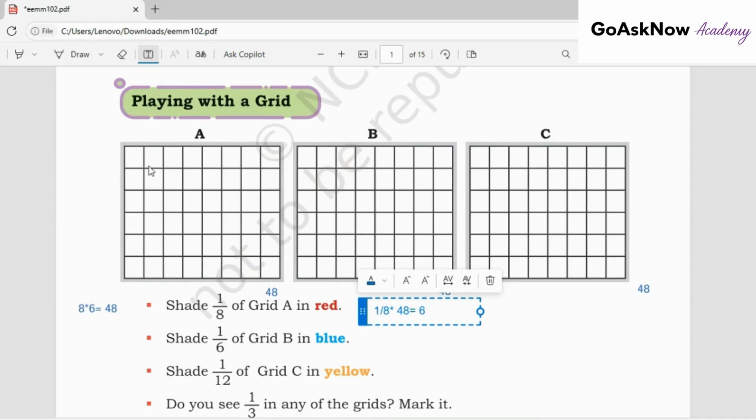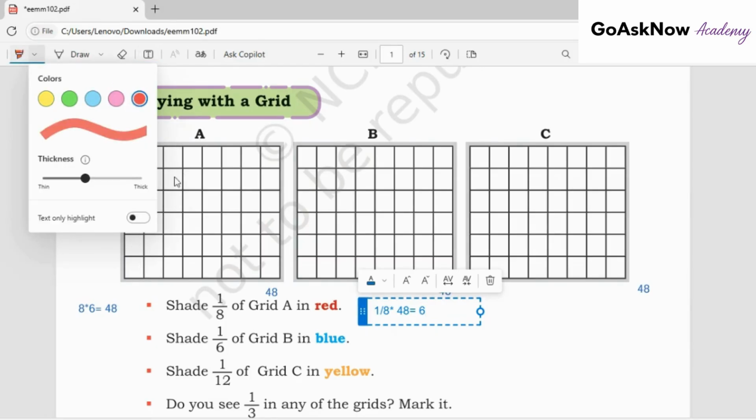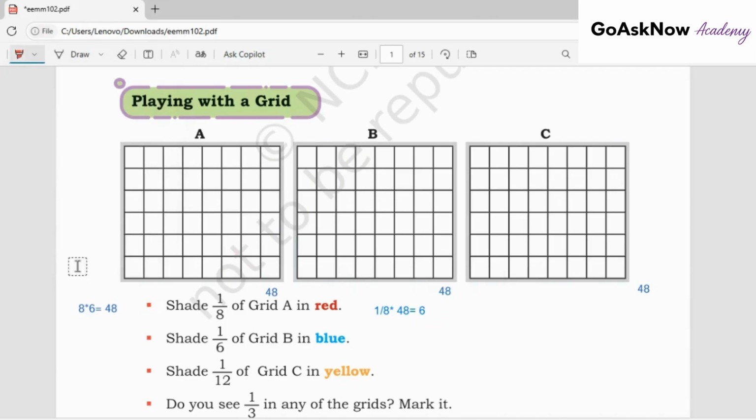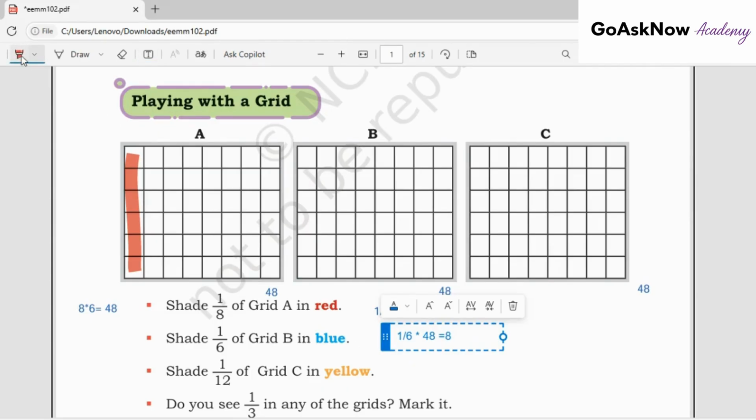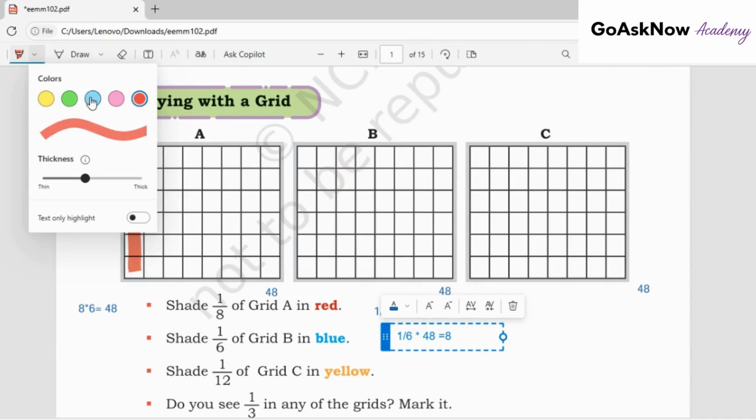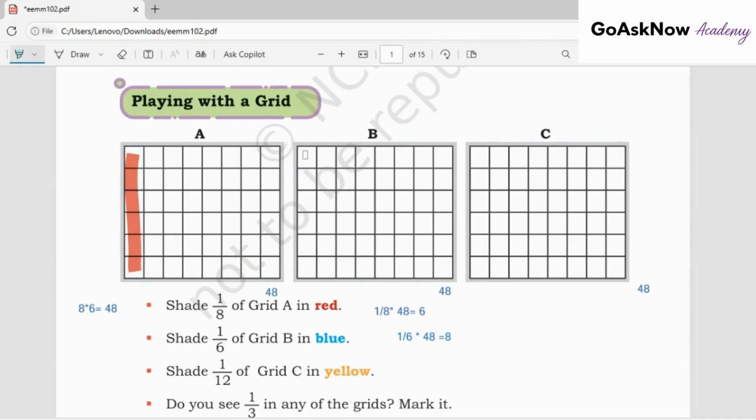Now, let us calculate 1 by 8 into 48, which is 6. We have to shade 6 using red color for grid A. Then we have to calculate for the next one. 1 by 6 into 48 is equal to 8. Now we have to mark it in blue color, which is 8.